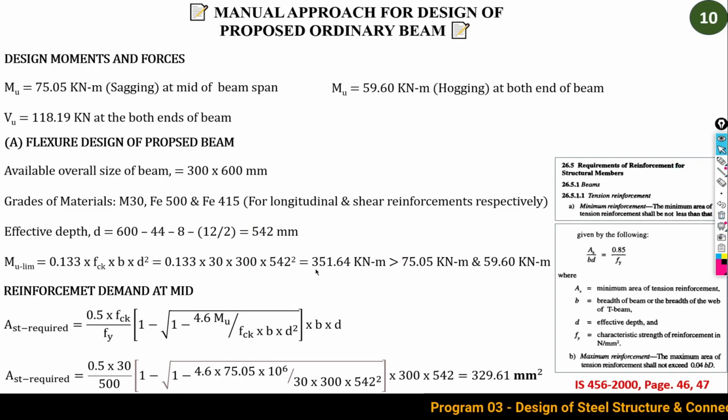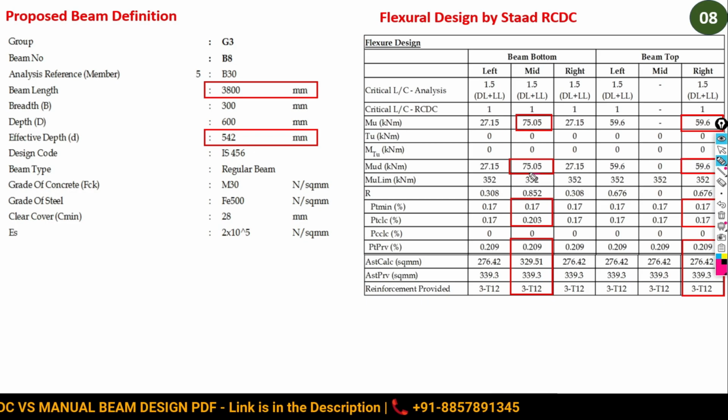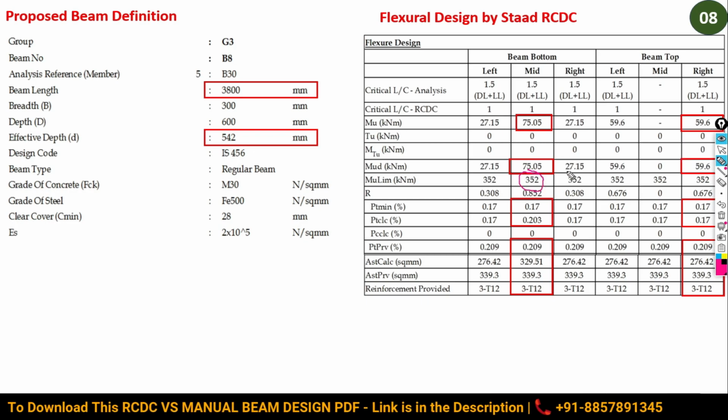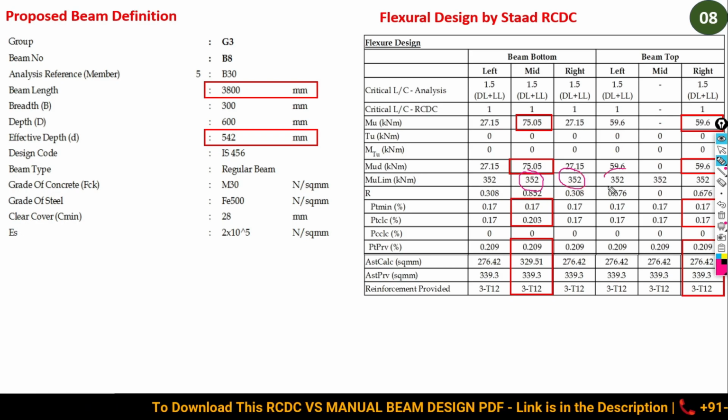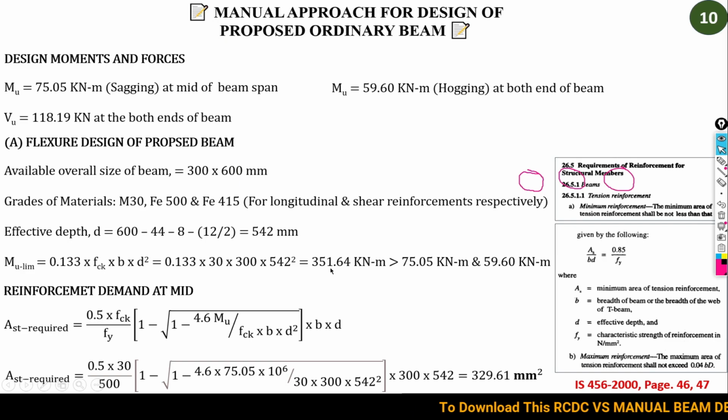But I want to see whether the RCDC has calculated the correct moment of resistance as 351 or not. So have a look at the RCDC moment of resistance. We have calculated 351 manually and RCDC has calculated 352. Almost both are the same. We have calculated 351.64, so almost it is 352. So the moment of resistance calculated manually and by RCDC is matching.